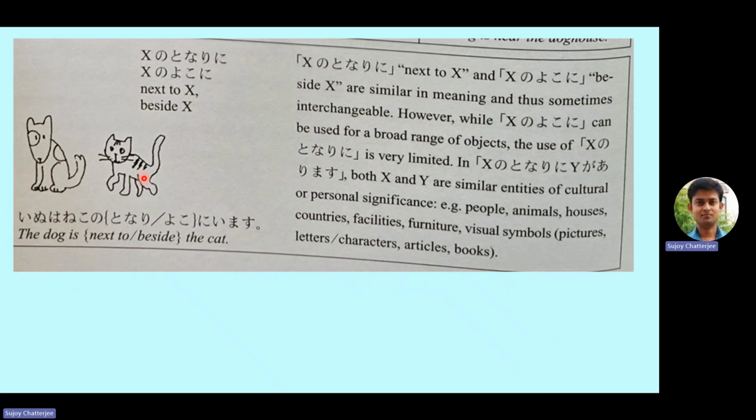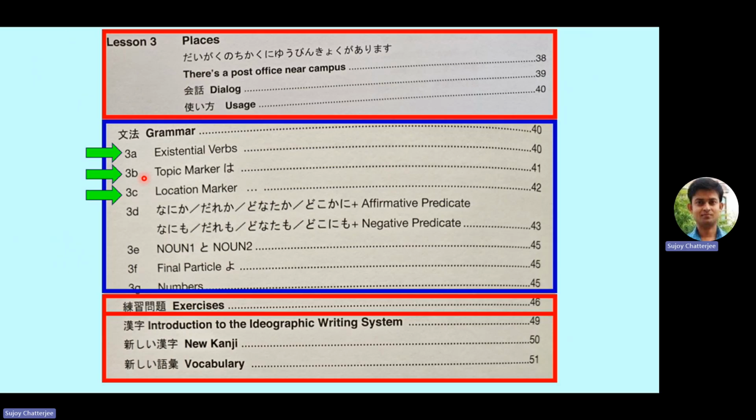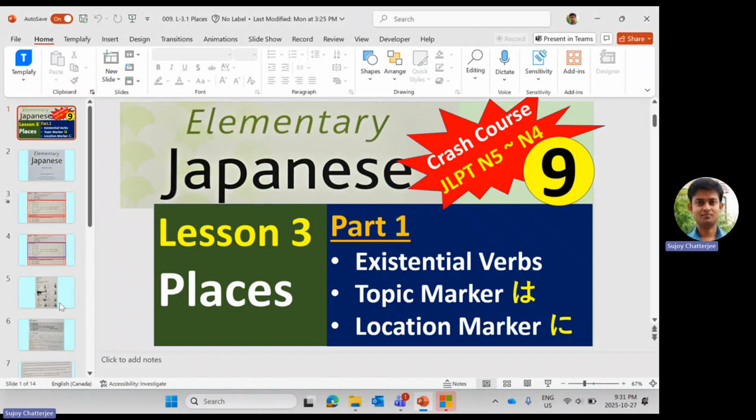So that's the thing. Friends, that's all about today's lesson. I think this is adequate for you to digest in one video. We have covered existential verbs, that is arimasu, imasu, and irasshaimasu. Then we discussed something more about the wa particle, the topic marker, and gave you some basic idea about topic and subject of a sentence and the difference between them. And then we discussed the location marker, ni particle, and various positional location indicators like next to, on the, under, and so on.